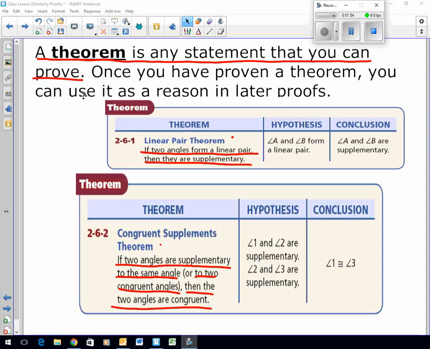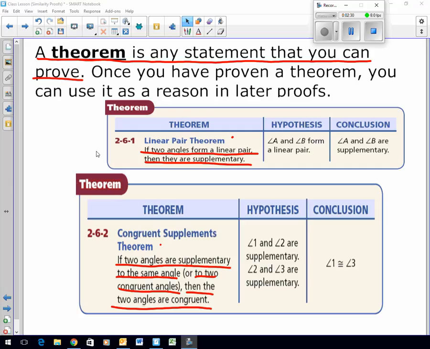So when I talk about linear pairs, I'm talking about what? I'm talking about a pair of angles that are supplementary. Why are they supplementary? Simple. They're on a line. Linear pairs. Pair indicates how many? Two. On a line. But congruent supplements is a little different. There's a little transitive property involved. If two angles are supplementary to the same angle, then the two angles are congruent.